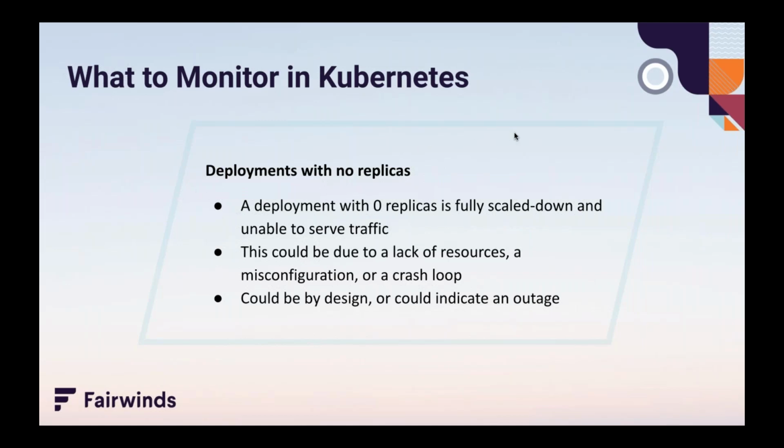So one big thing to watch for is deployments that don't have any replicas. When a deployment has 0 replicas, that means it's fully scaled down, it's unable to serve any traffic. Now this can potentially be due to something that's intentional. You might be, say, swapping out a database or something like that. This might be intended downtime, so it might not actually be an issue.